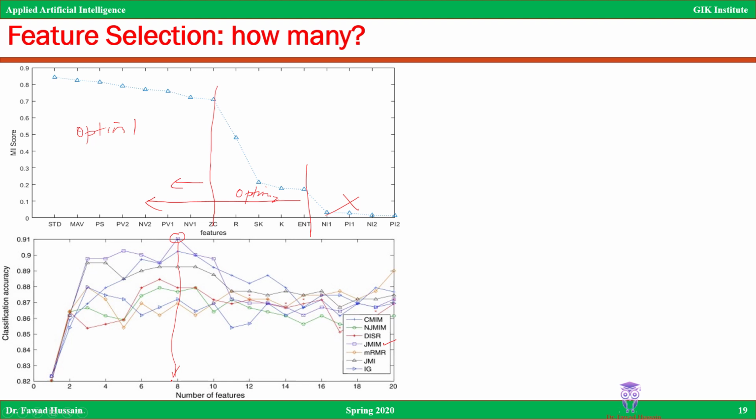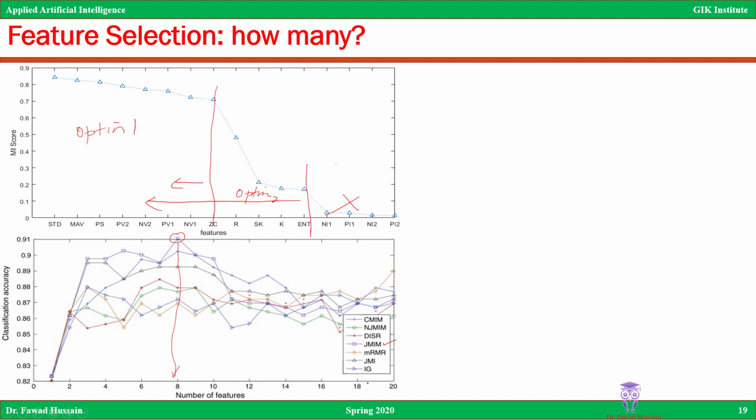These two graphs are independent of each other. This is not a graph that is calculated from here. This is one of my works, and this I took from one of the papers. So they are independent. Don't try to relate them together. Don't say that this is 2 here and this is 2. No. These are from different data sets and totally different things. This is just for illustration of how you are going to choose how many features you have to keep, and which one of the feature selection algorithms you have to use.